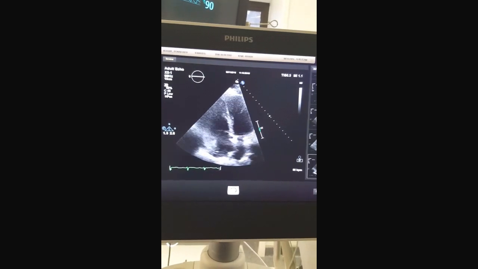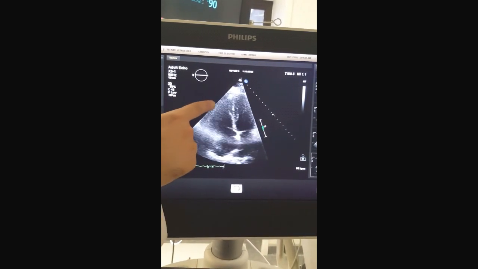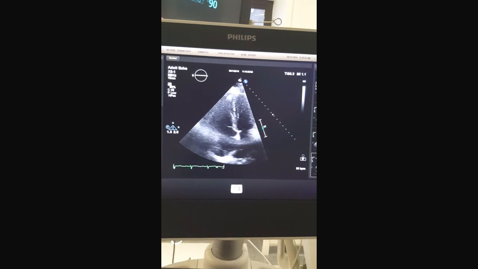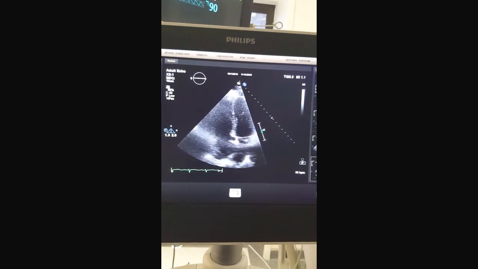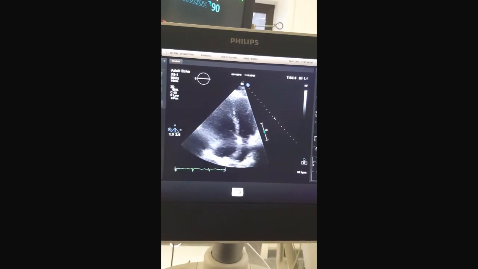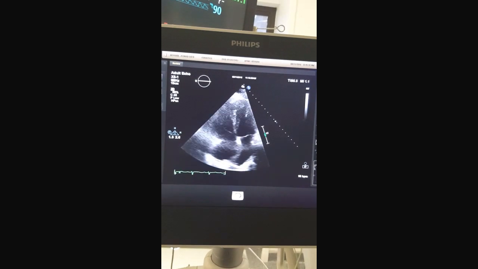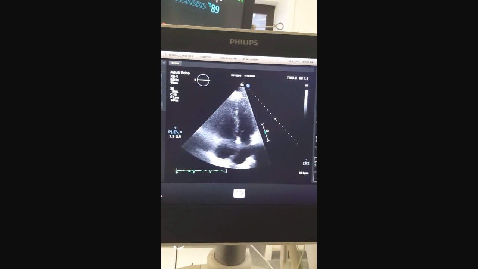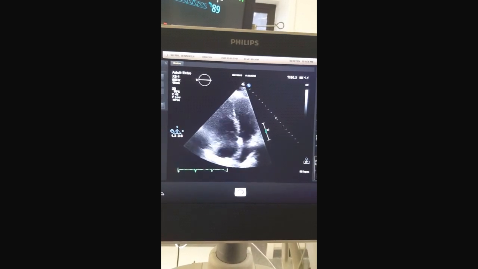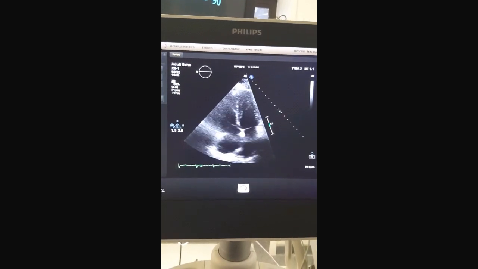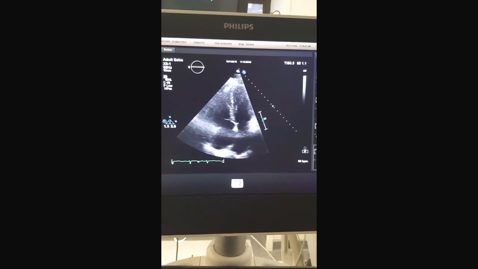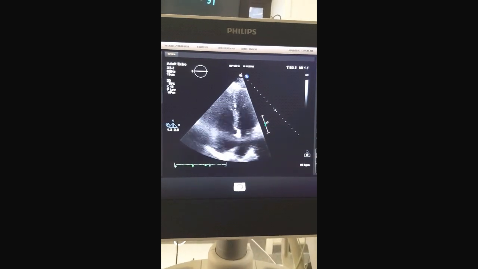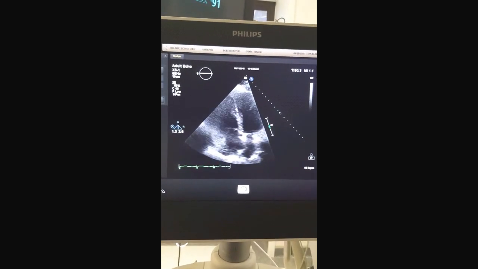At the same time, we can appreciate that the right apex is hypercontractile. I mean, there is a strong beating of the right apex. And this is what we call a typical McConnell sign, which is highly suggestive of massive pulmonary embolism. It is not sensitive, indirect evidence. By the way, all echo signs are indirect for massive pulmonary embolism.